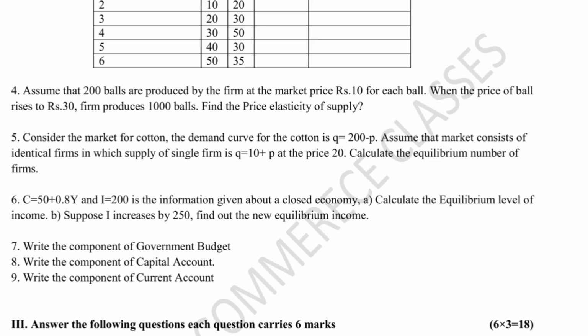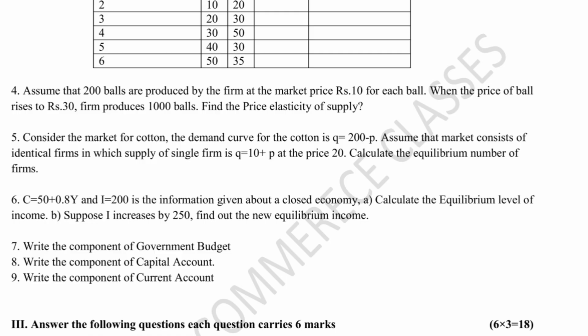They will give something like: consider the market for cotton. The demand curve for cotton is Q equals 200 minus P. Assume that the market consists of identical firms in which the supply of a single firm is Q equals 10 plus P at the price of 20. Calculate the equilibrium number of firms. So they have given the quantity demanded, quantity supplied and price. We need to calculate the equilibrium number of firms.